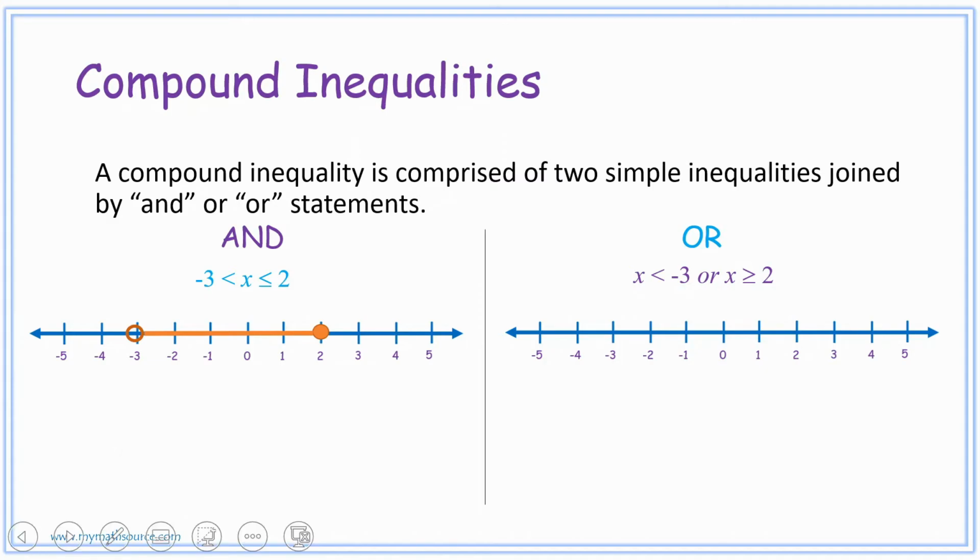And because it's an or, you see what this looks like visually. At -3, it's an open circle since it's x less than -3. And because it's less than, it goes in the opposite direction. And for +2, x greater than or equal to, it would be a solid dot since we're including it with the equal sign. But then when we draw the arrows, we see they go in opposite directions because they are or statements. There's no intersection, nothing included, nothing in common in the middle.